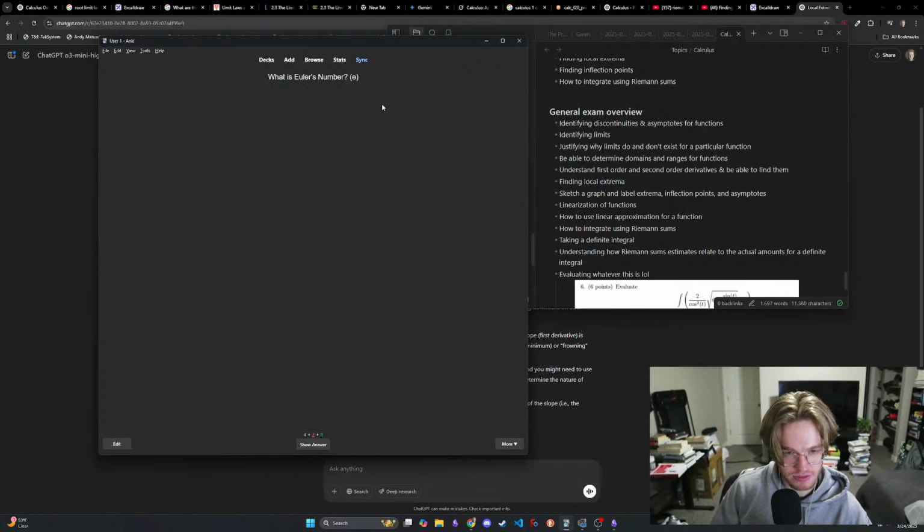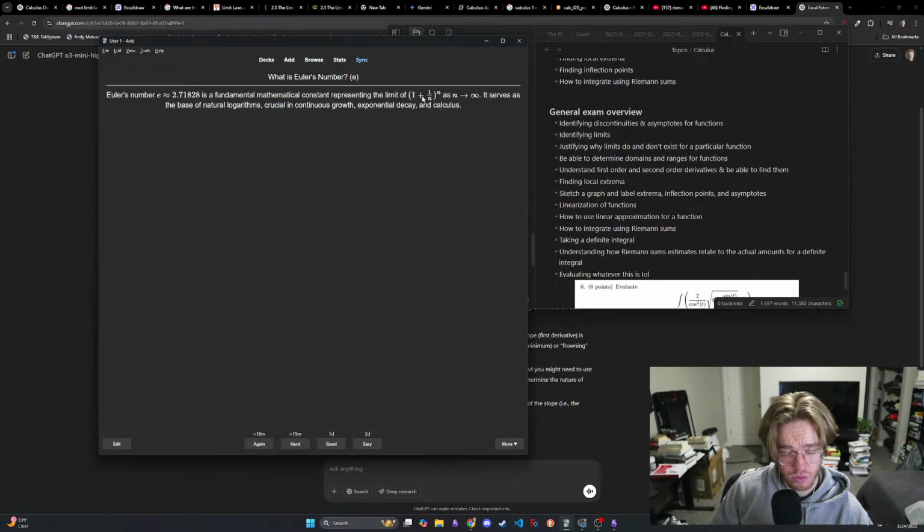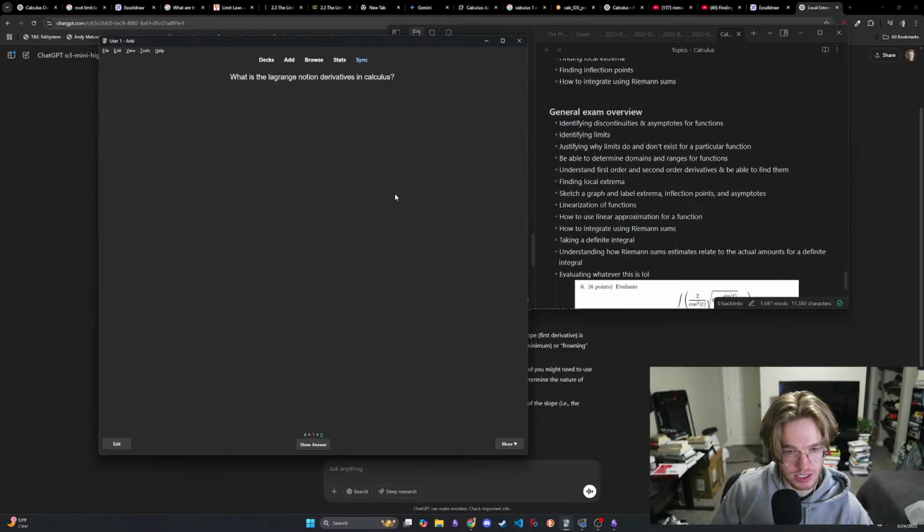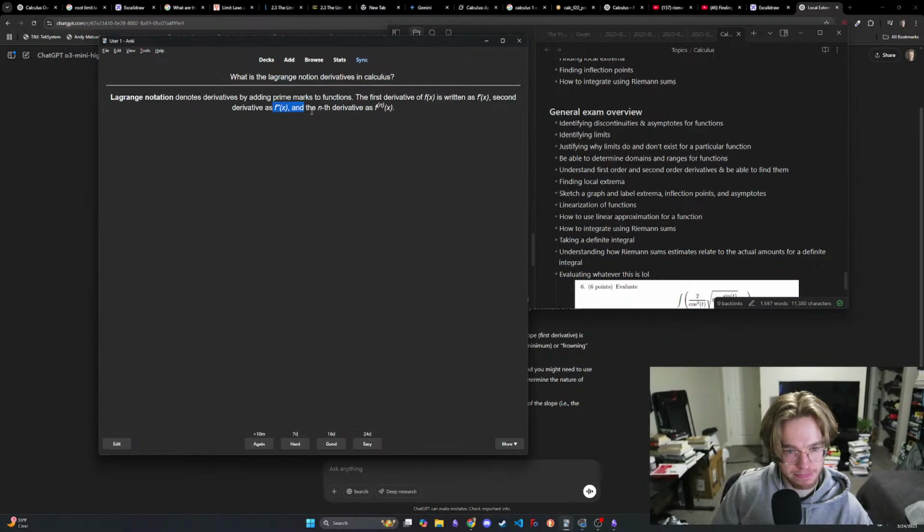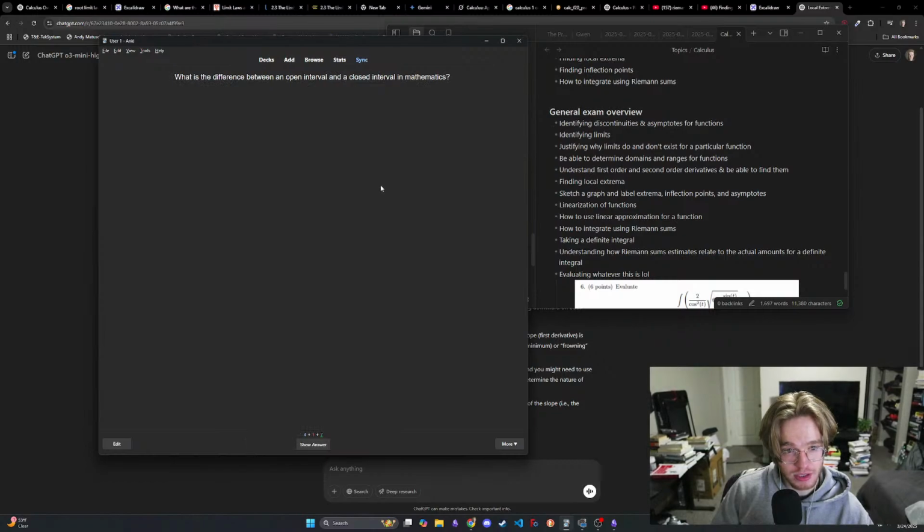So this is 2.7-ish. And the function for generating this is 1 plus 1 over n, in parentheses, to the n, as n approaches infinity. And then 2.7. Okay, I'm close enough there. We'll get it more as we interact with it. Lagrange notation is when we use the prime. Yep. Open interval is exclusive on an interval, and closed interval is inclusive.